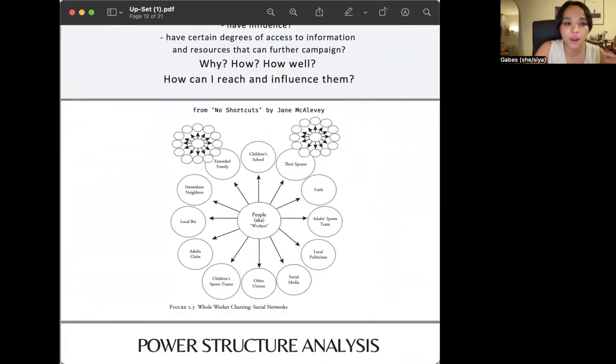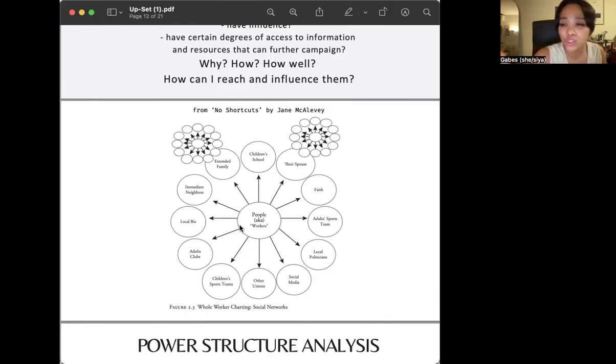This is from the book No Shortcuts by the great Jane McAlevey. This is a chart that helps map out who you know who has influence and has access to, again, information and resources to potentially support your campaign. In this chart, it says in the center, people, AKA the workers. Ideally, the way that you chart this out is you put your name in the center. And then you create the map of all your connections who have certain proximities to power and access to information.